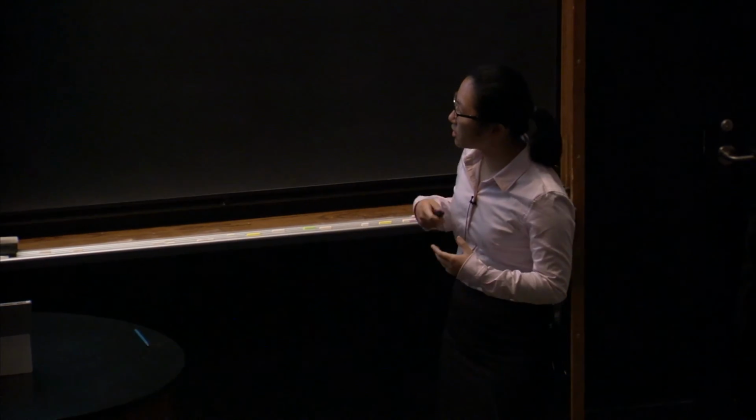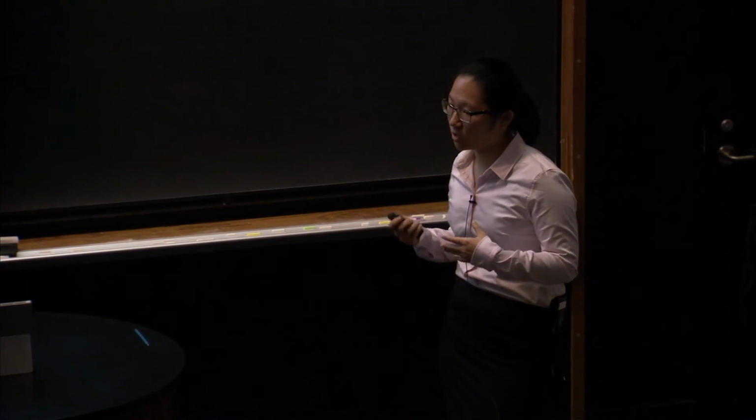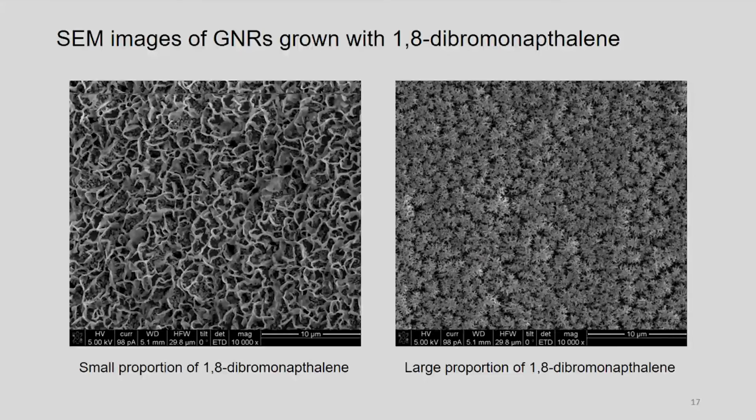We saw a similar phenomenon for graphene nanoribbons grown with other precursors. This is 1,8-dibromonaphthalene. We see that with a small proportion of 1,8-dibromonaphthalene, which occurs when there's a lower temperature, so it melts at a slower rate, the graphene nanoribbons are what you would expect them to be. On the other hand, the graphene nanoribbons grown with a large proportion of 1,8-dibromonaphthalene exhibit branching.